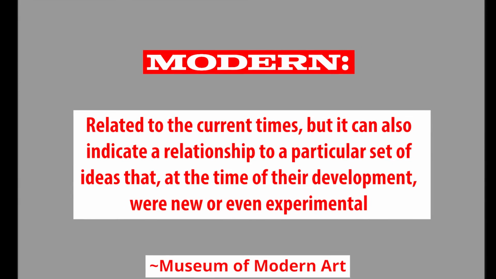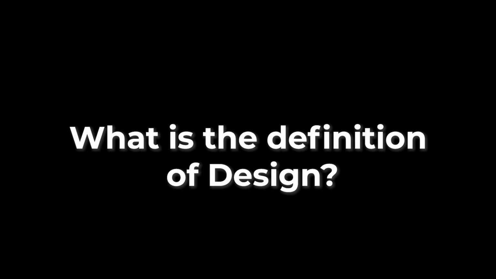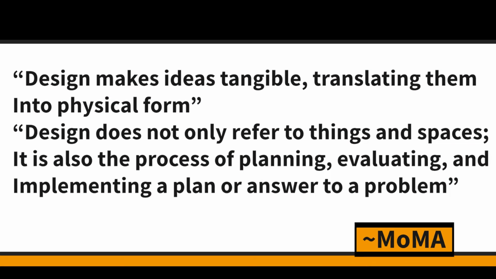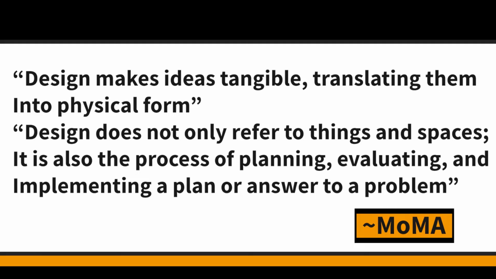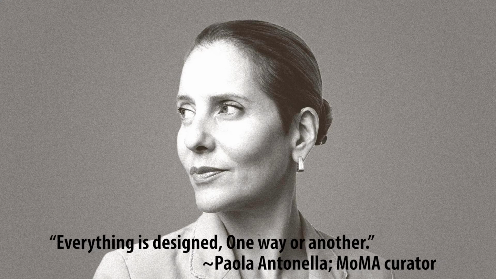The Museum of Modern Art defines modern as related to the current times, but it can also indicate a relationship to a particular set of ideas that at the time of their development were new or even experimental. So now that we know what modern means, what is the definition of design? Design makes ideas tangible, translating them into physical form. Design does not only refer to things in spaces, it is also the process of planning, evaluating, and implementing a plan or answer to a problem. It therefore stands to reason that modern design is the process of creating cutting edge solutions to the problems of today. And no, I don't just mean knives, but any product that exists to serve a function.